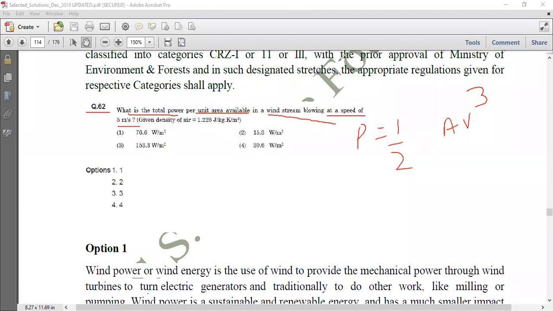Then they are asking total power per unit area, so it should be power per unit area. So this A will go on the left hand side and will also go from here. This rho will remain, which is the density. So it will be only half rho V cube, which we have to calculate. Right, so we just have to put it into the formula.